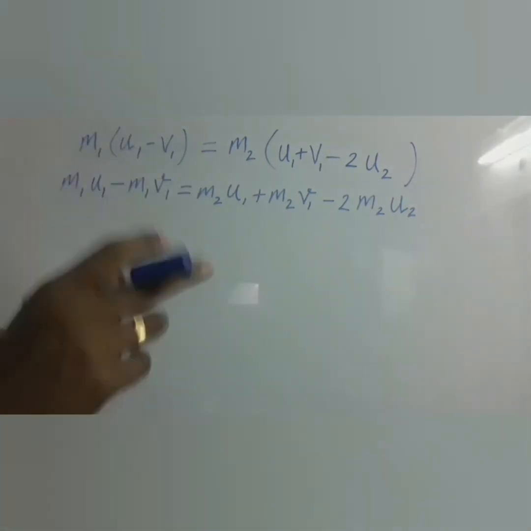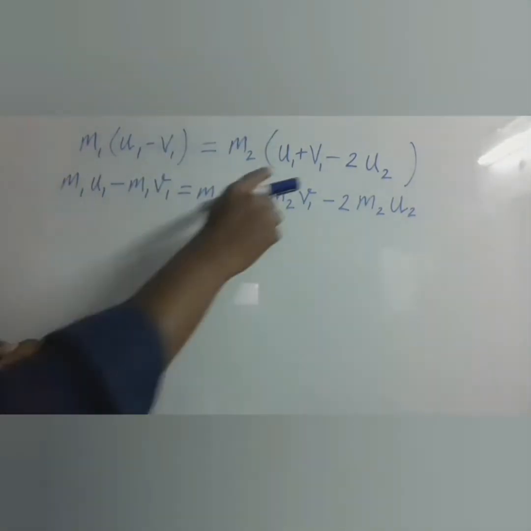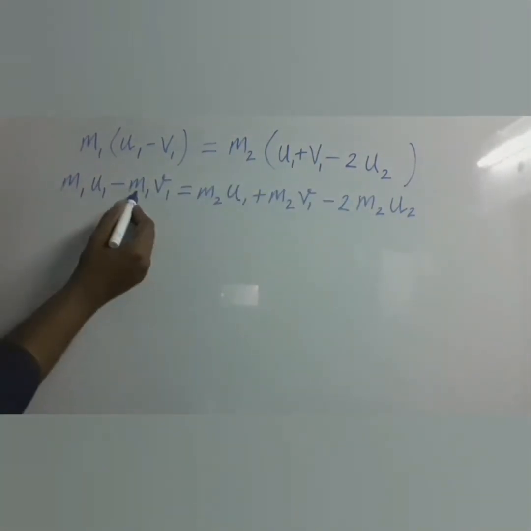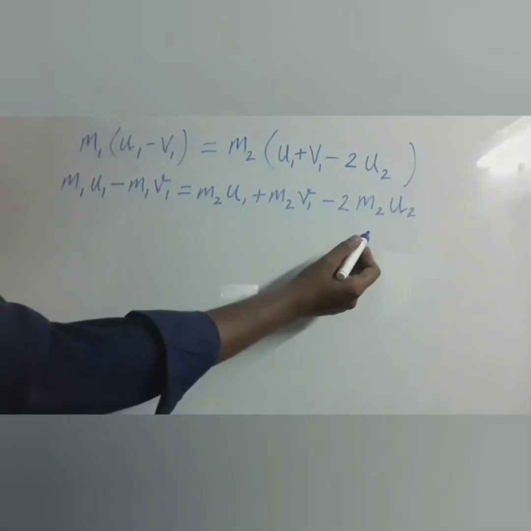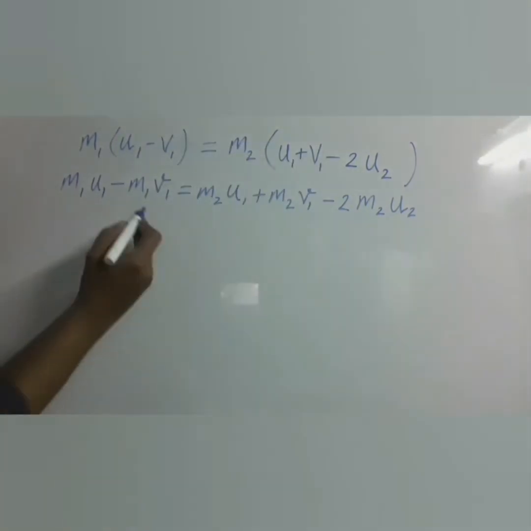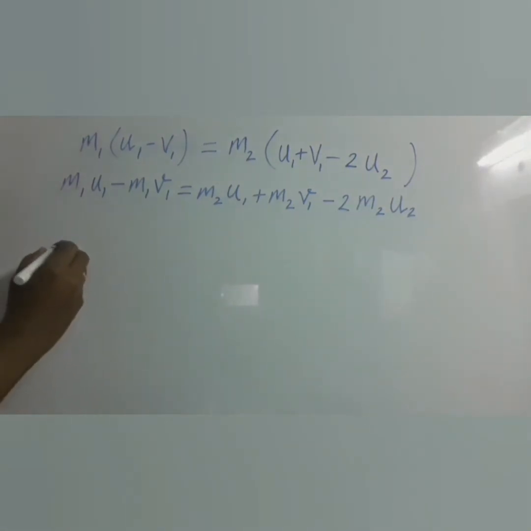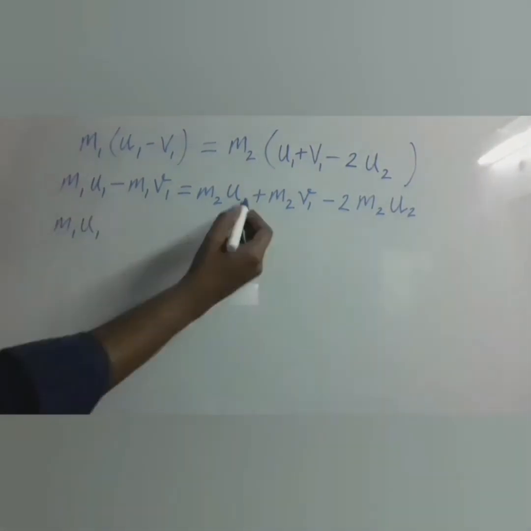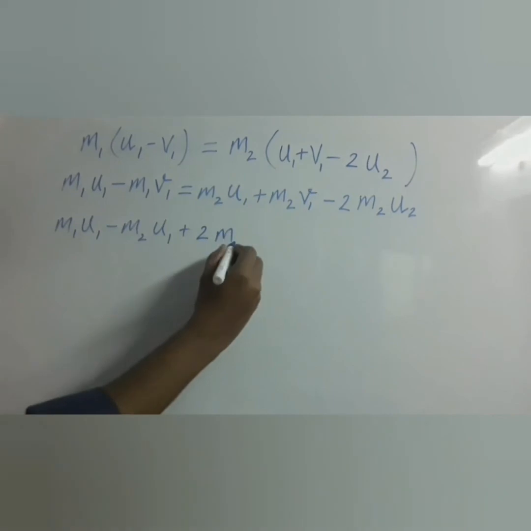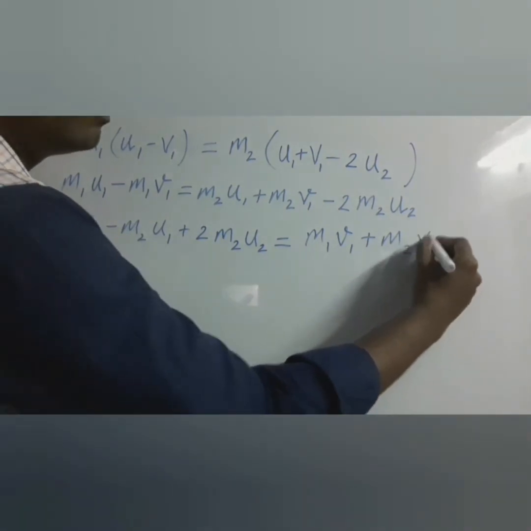What are we going to find? We are going to find the final velocity of the first object, because in equation 1 I have substituted the value of V2. Then we can find the value of V1. For that we have to take M1 V1 to the right side, because the final velocity of the first object is what we want, so that has to be on one side. The other values can be taken to the left side. Then how can we rearrange? M1 U1 minus M2 U1 plus 2 M2 U2 equals M1 V1 plus M2 V1, which is already there.